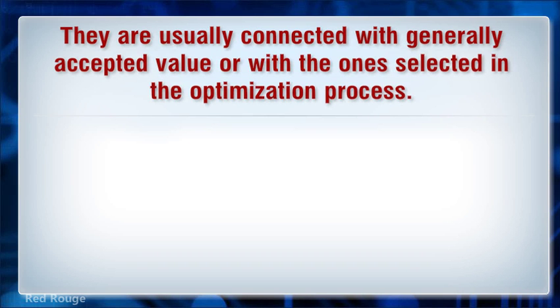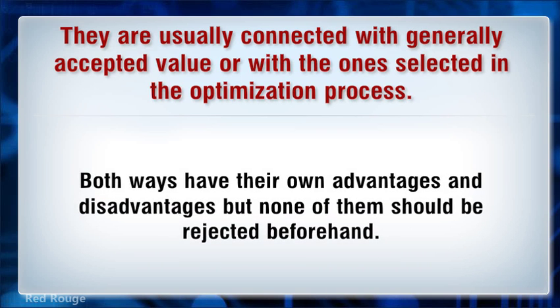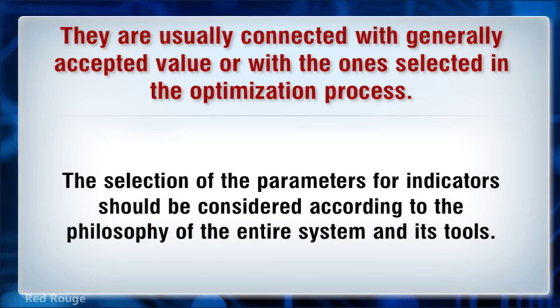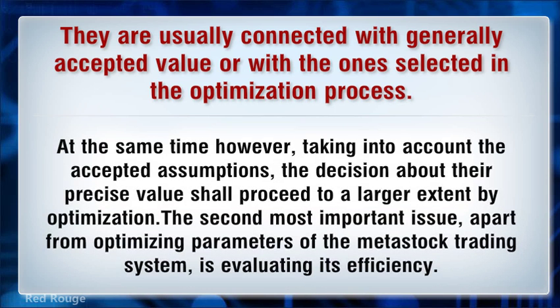They are usually connected with a generally accepted value or with one selected in the optimization process. Both ways have their own advantages and disadvantages, but none of them should be rejected beforehand. The selection of the parameters for indicators should be considered according to the philosophy of the entire system and its tools. At the same time, however, taking into account the accepted assumptions, the decision about their precise value should proceed to a larger extent by optimization.